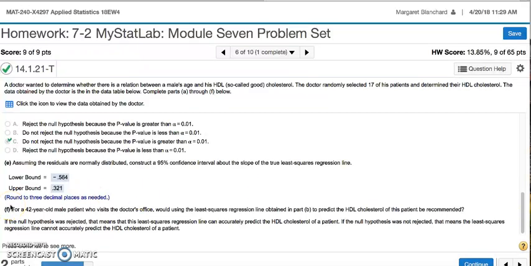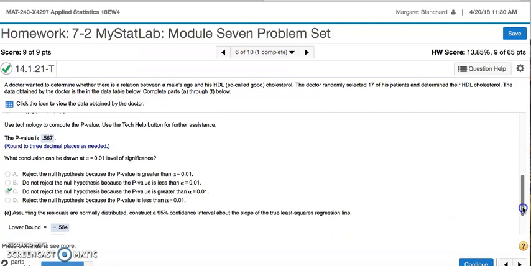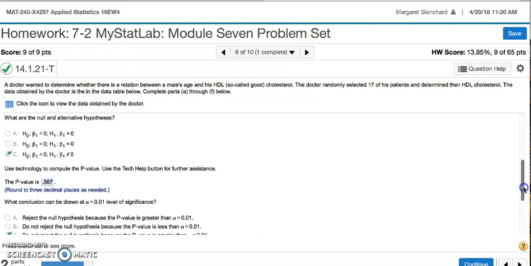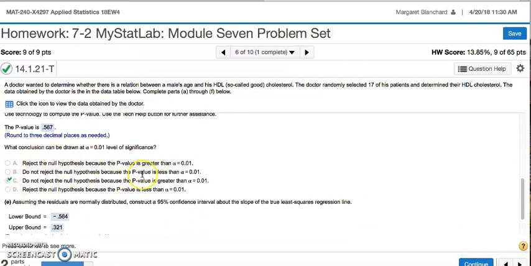All right, let's look at the next part. For a 42-year-old male patient who visits the doctor's office, would using the least squares regression line obtained in part B to predict the HDL cholesterol of this patient be recommended? And it even gives you a little note here, and this is what we talked about. If the null hypothesis was rejected, that means that the least squares regression line can accurately predict the HDL cholesterol of a patient. If the null hypothesis was not rejected, that means the least squares regression line cannot accurately predict the HDL cholesterol of a patient. Recall from up here in part D, we did not reject the null hypothesis.